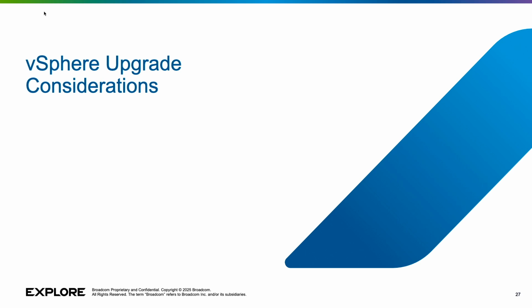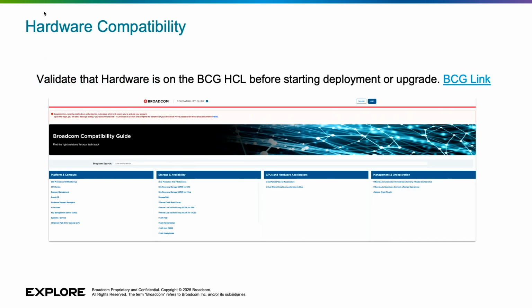So let's take a look at some of the upgrade considerations, right? The very first thing that you need to do is go and check the Broadcom compatibility guide, which used to be known as the VMware compatibility guide, but ensure that whatever hardware you have is compatible with VCF 9.